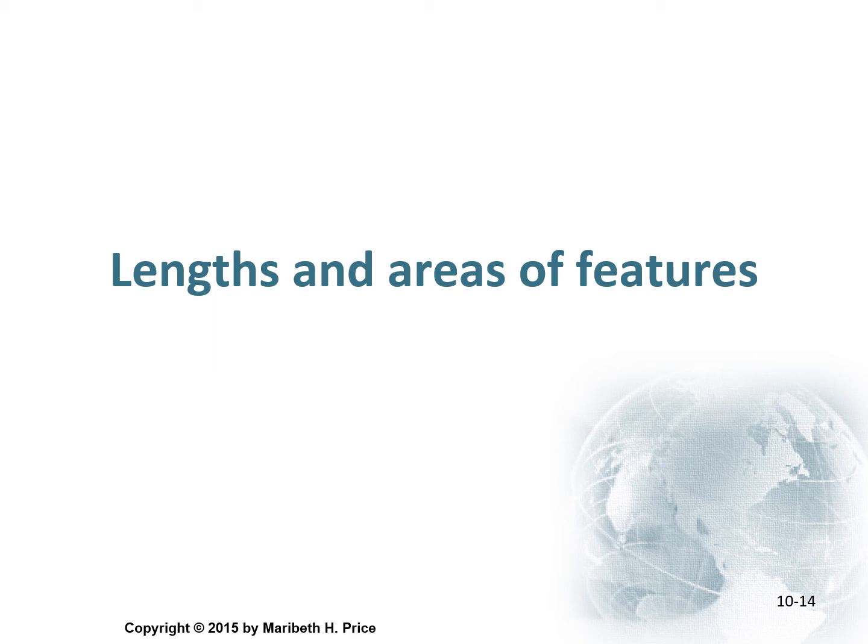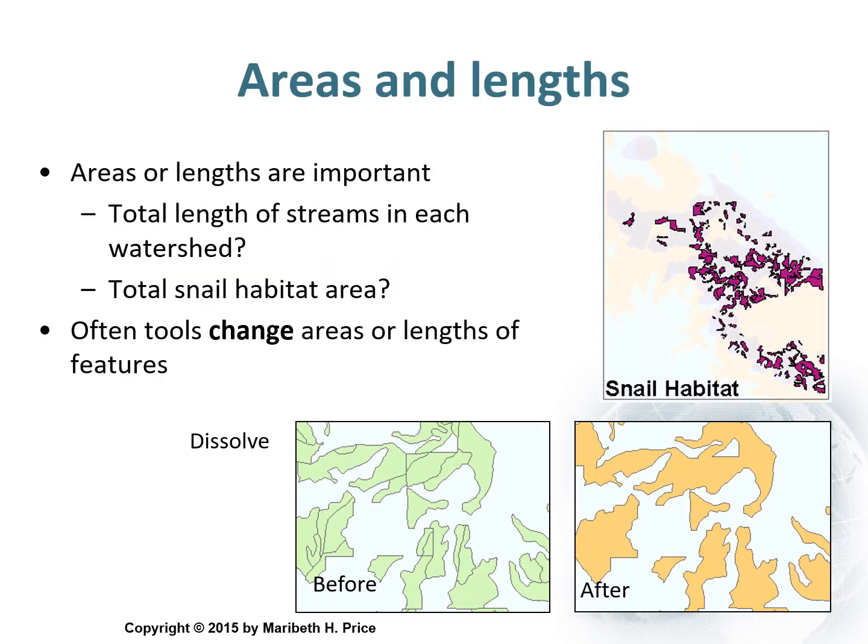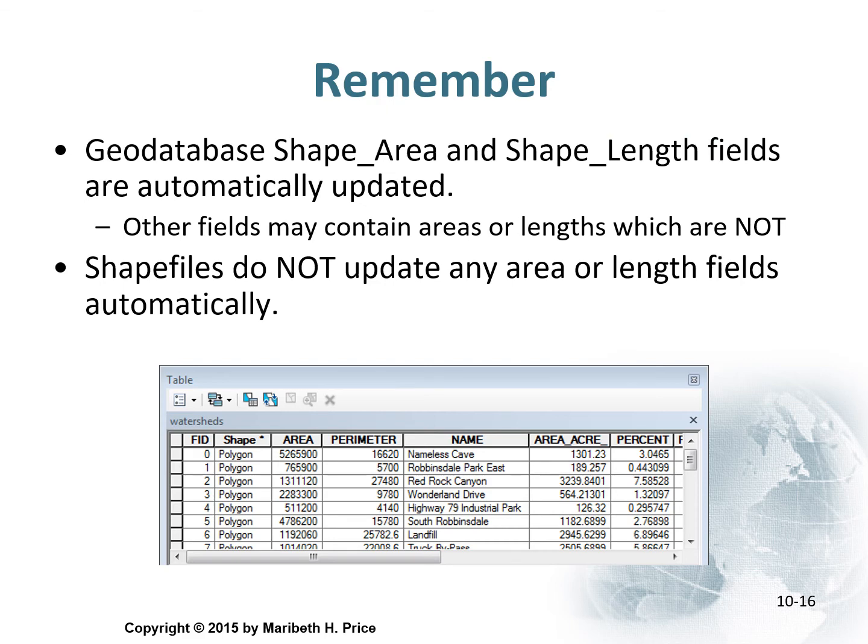Lengths and areas of features. This is something we will talk about multiple times before you graduate. Areas and lengths are important. Tools change these, so you need to make sure that you get these numbers right. And how do you get them right? You update those geometry fields. So remember this: in a geodatabase, Shape_Area and Shape_Length are automatically updated. Other fields are not. Shapefiles are not. Assume these numbers are wrong and then correct them.